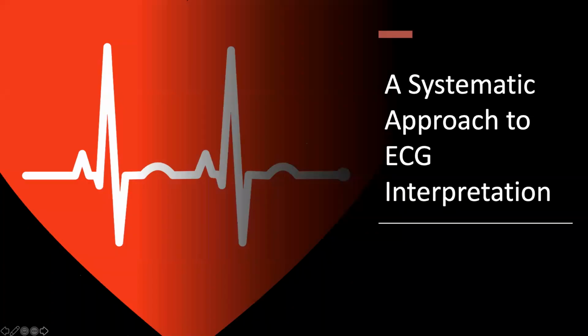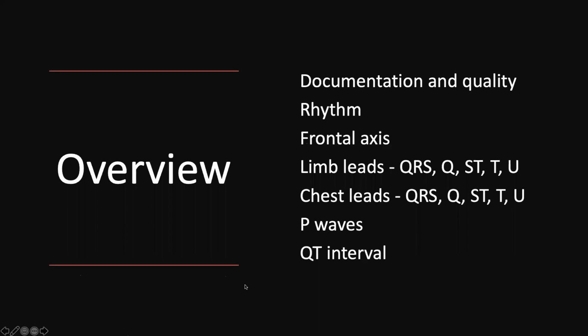So a systematic approach to the ECG interpretation. So overview, so thinking about how do you approach that ECG. So you want documentation and quality, so making sure you've got the right thing, you've got rhythm, frontal axis, limb leads, chest leads, and thinking about all your alphabet soup. P waves and the QT interval are really, really important things to think about when you're interpreting that ECG.